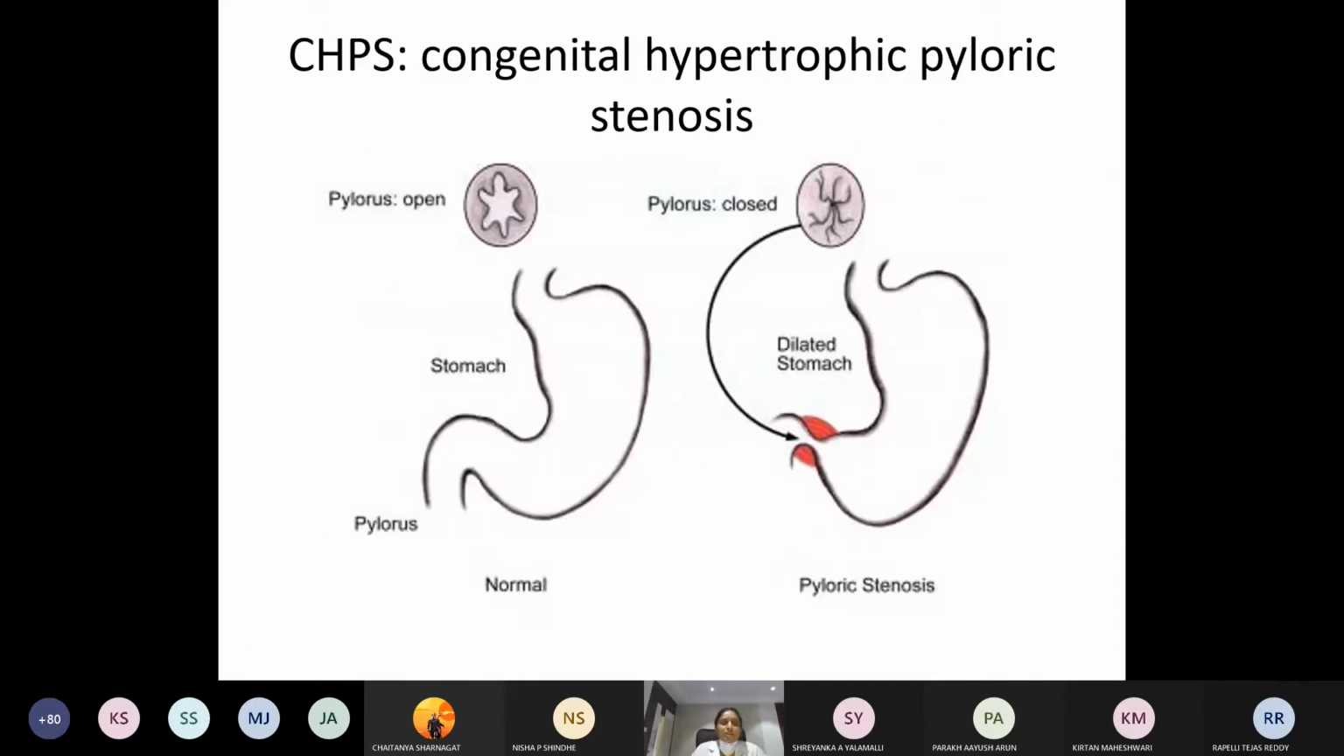Now one abnormality in the stomach here is congenital hypertrophic pyloric stenosis. Usually newborn infants present with this. Males are more affected than females. That is usually called CHPS. What will happen is there will be hypertrophic musculature at the pyloric end of the stomach.